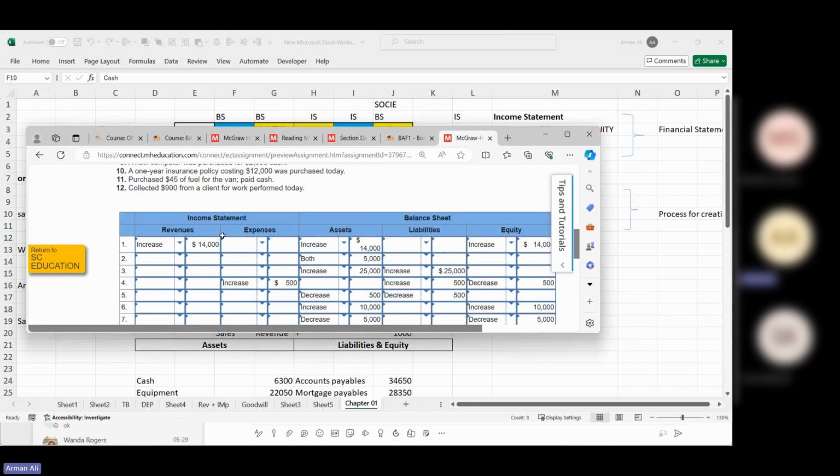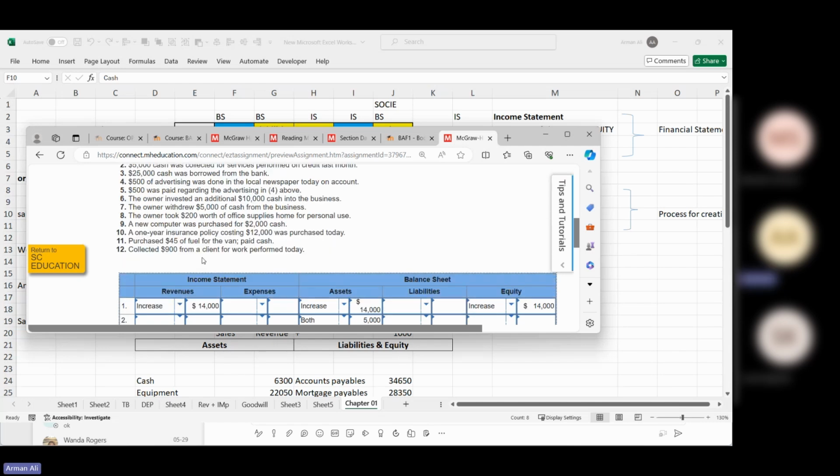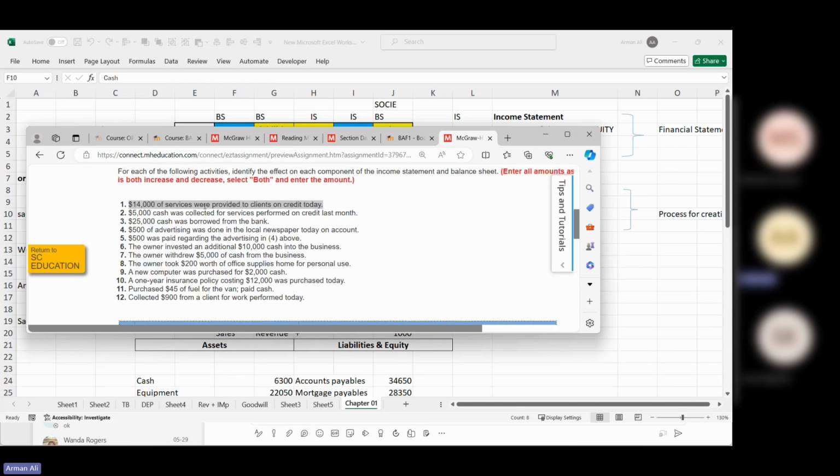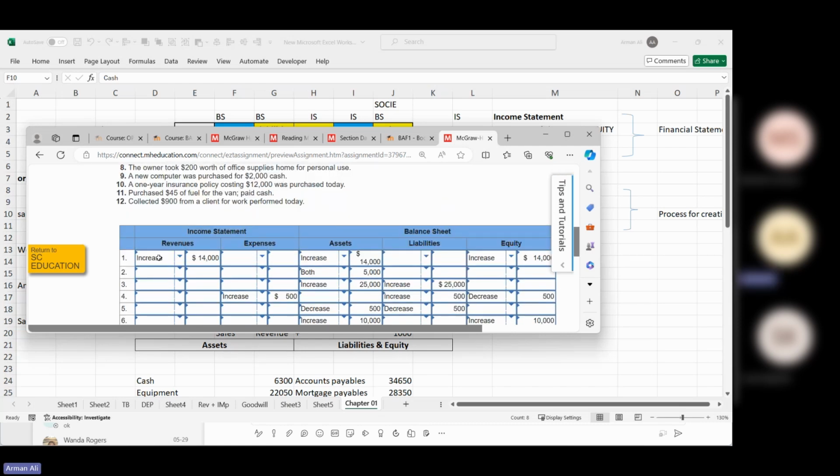You can see over here, they've entered this. You have to identify that it's a revenue, and revenue is what is happening. 14,000 of services were provided to clients on credit. So now two things are happening. Services are being provided, which is sales. What is sales? Sales is revenue. So 14,000 is increasing, increase.